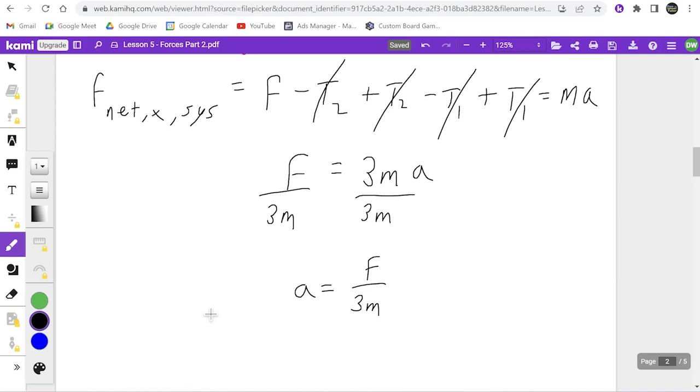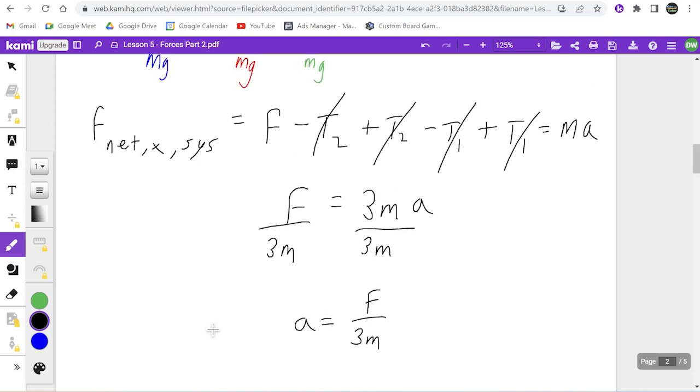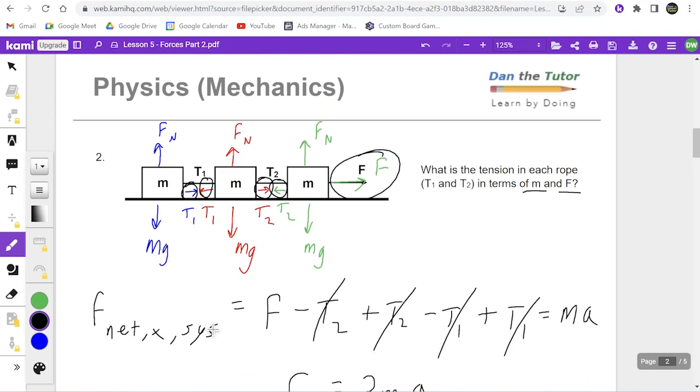Hopefully that's not confusing. If it is confusing, just let me know, and I'll try and explain it better next time. So, we're done with this. We got the acceleration. Now if we want to find T1 and or T2, we got to look at one box at a time. Which box would we like to look at first? Audience members, any suggestions?